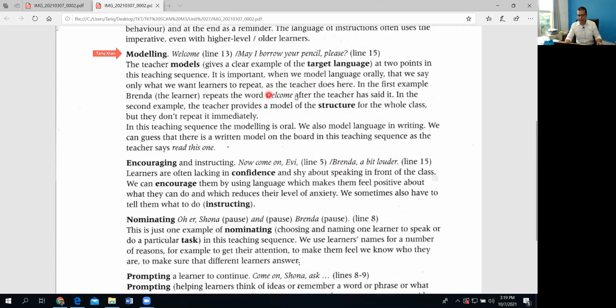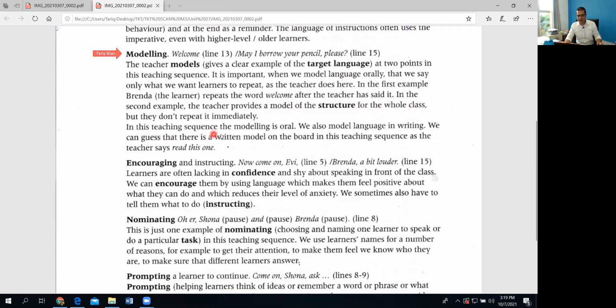As the teacher does here, in the first example, Brenda, the learners repeat the word welcome after the teacher has said it. In the second example, the teacher provides a model of structure for the whole class, but they don't repeat it immediately.